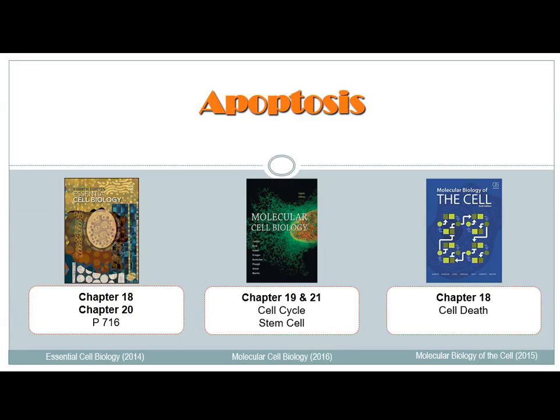If you are interested in doing some of your basic biology reading, this is Essential Cell Biology. Use this keyword for PubMed. If you are looking for a chapter in a book, go to PubMed Books and then type in apoptosis. You will have chapter 18 for your reference.